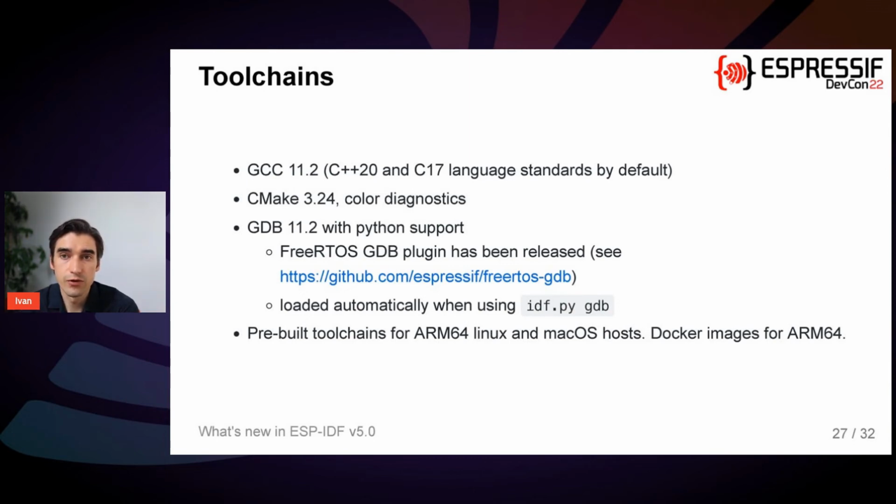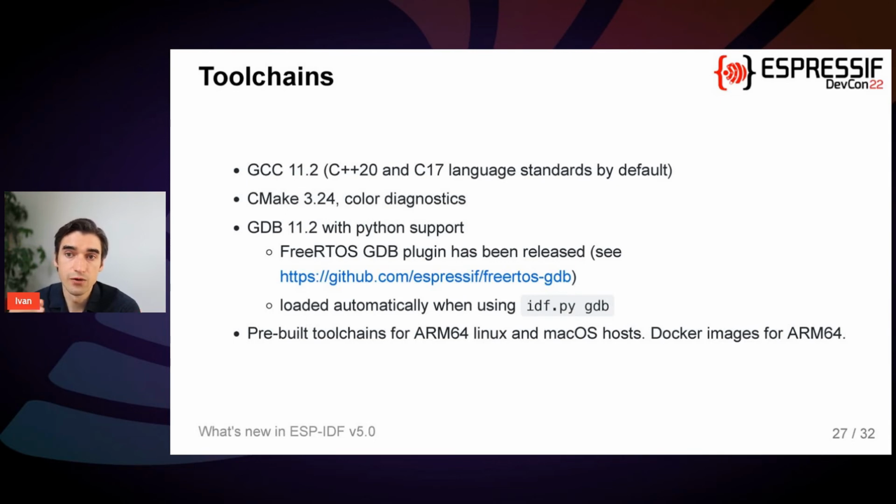We are upgrading a lot of other tools. For example, CMake is upgraded to the latest release at the time when we are making IDF 5.0 release. We add support for color diagnostics that has been a requested feature by many users. GDB is upgraded to version 11.2, and we are also adding Python support. Previously, only GDB for Linux has been built with Python support, but now users on Mac and Windows can also benefit from Python modules. And we are actually releasing one such Python module for FreeRTOS analysis.